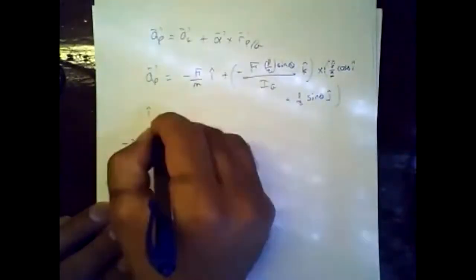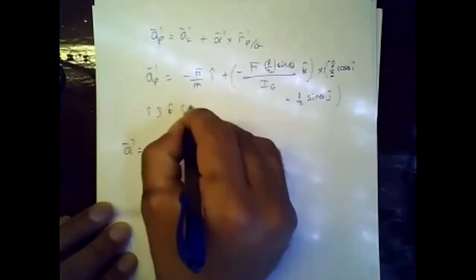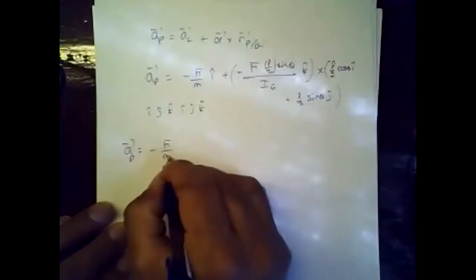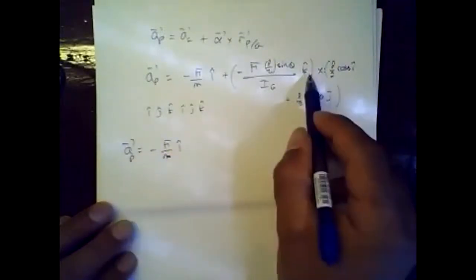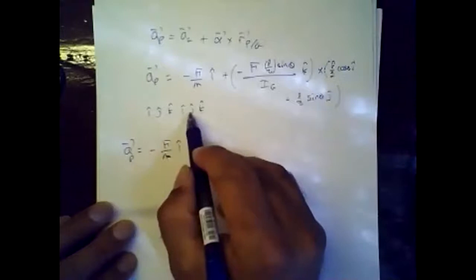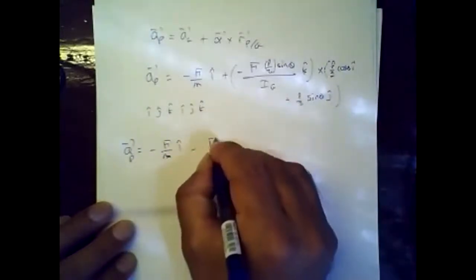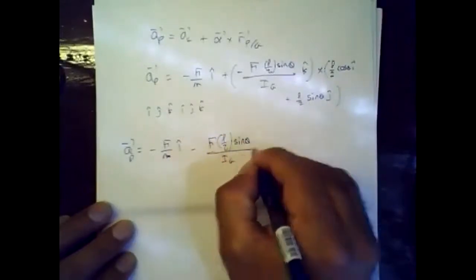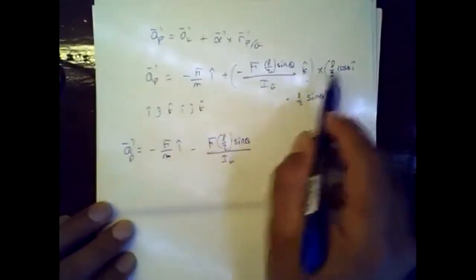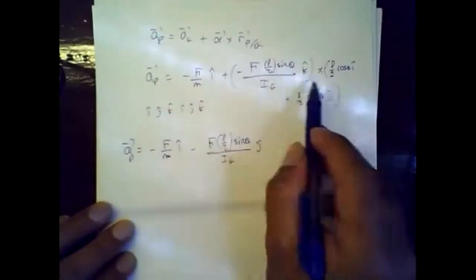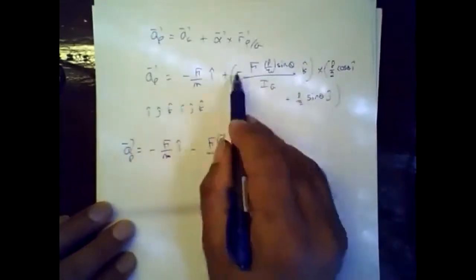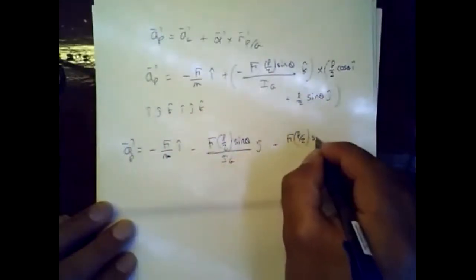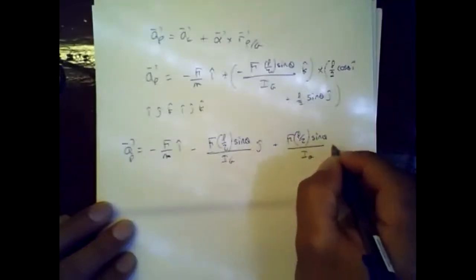So now we do the cross product. So we have I, J, K. So I have minus F over AP, minus F over M I. Now K cross I is going to be equal to J. So the first one is going to be in the J direction, minus F L over 2 sine theta over IG. And then K cross J is minus I, but I have a minus, so it's going to be plus I. So plus F L over 2 sine theta over IG.